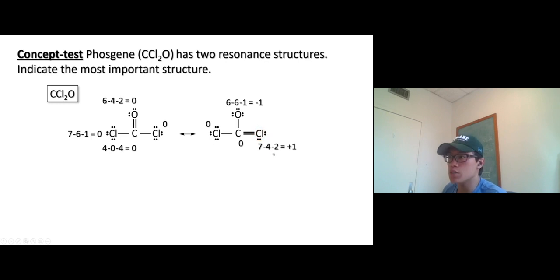So which is the most important Lewis structure? This one, the more stable one, is the more important Lewis structure. We're comparing neutral phosgene versus charged phosgene. The neutral one, of course, is more stable. So the real structure of phosgene will look more like the neutral phosgene, with just some small characteristic of the charged phosgene.